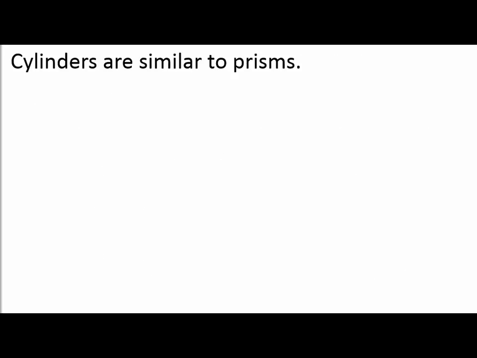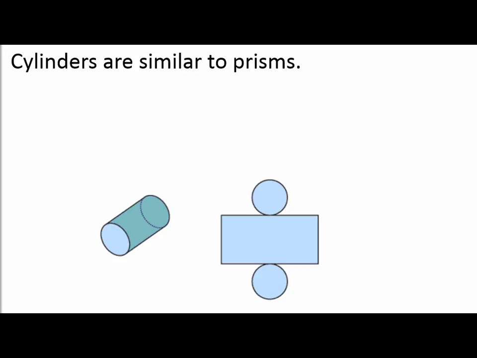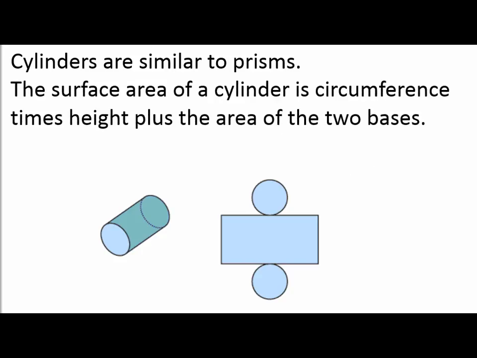Now cylinders are similar to prisms. I have a figure of a cylinder. We can think of it like a soda can. And I can make it flat, which is two circles, the top and the bottom, and a big rectangle on the inside. Now the surface area of a cylinder is circumference times height plus the area of the two bases.